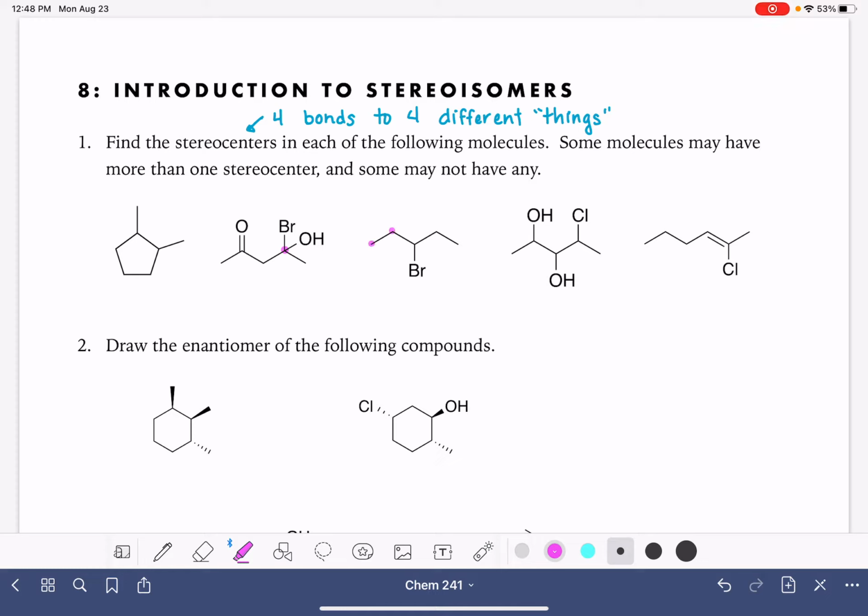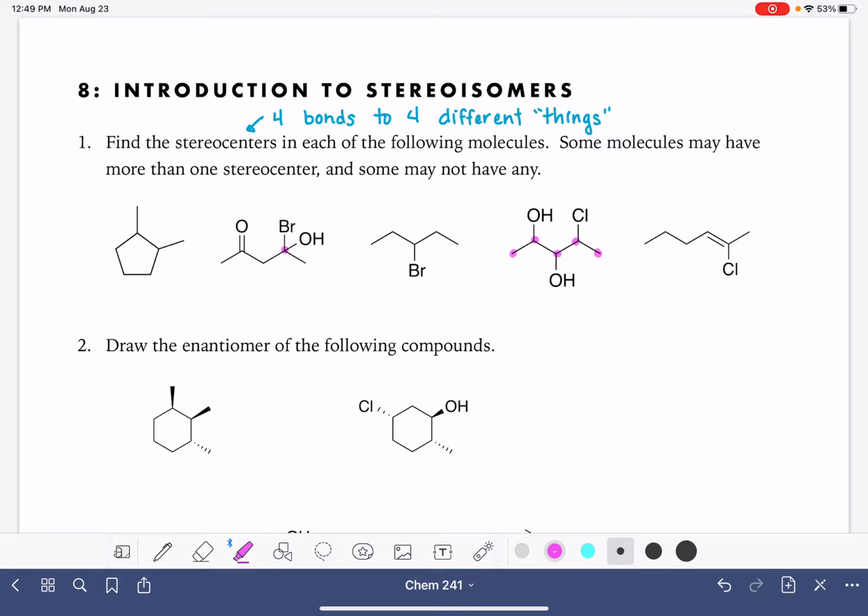Let's start by finding all of the carbon atoms, and then we want to eliminate CH3 groups because they have 3 identical things. We also want to eliminate CH2 groups. We're down to just this guy right here. So we want to ask ourselves how many different things are attached to this carbon. It has a hydrogen, it has a bromine, it has an ethyl group, it has an ethyl group. Because it has 2 identical ethyl groups, there are no chiral carbons, no stereocenters in this molecule. Let's take a look at our next example.